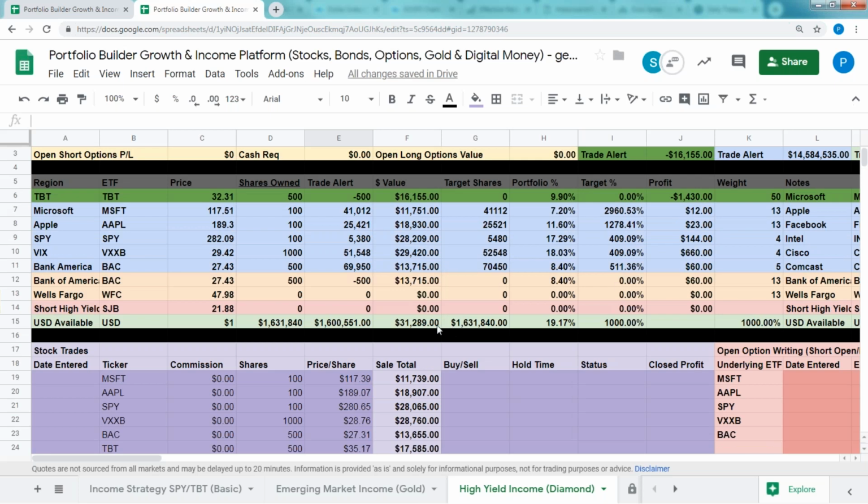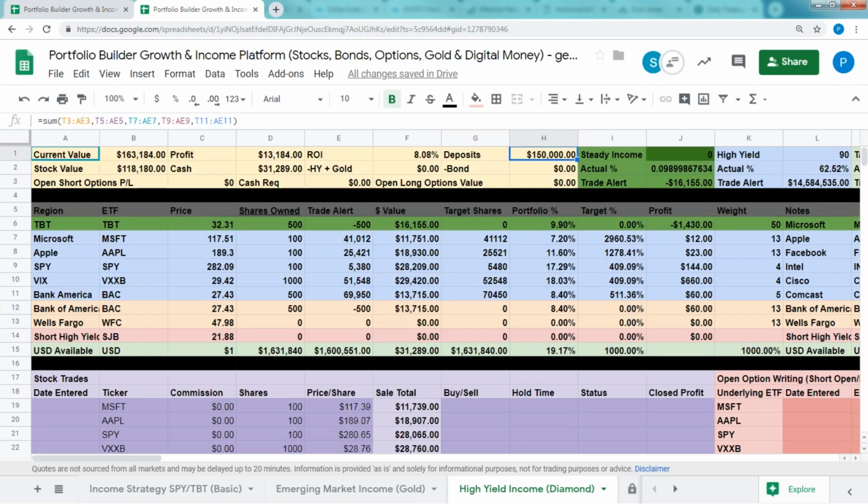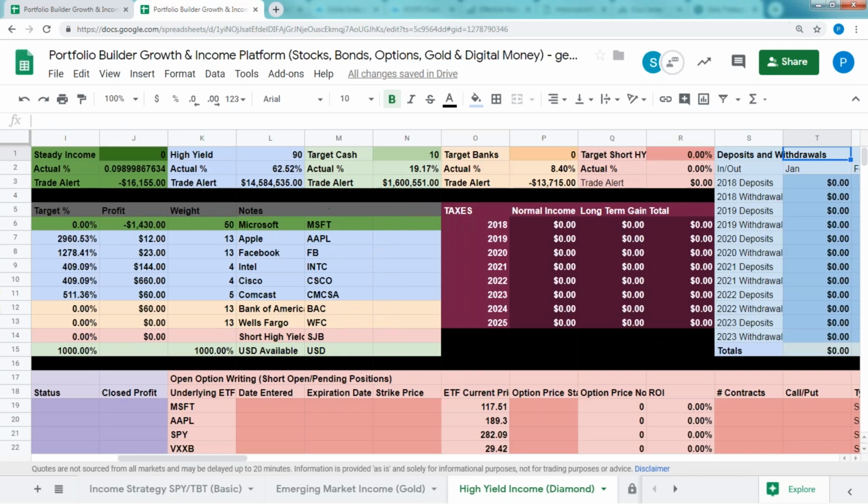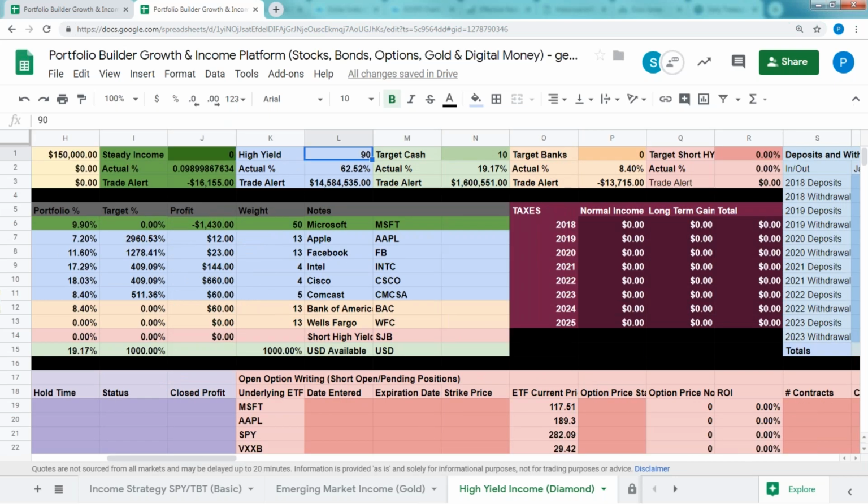Okay, so let's see what's going on with this. Let's see what's going on up here. Something got a little funky on this. Oh, okay. Yeah, these are supposed to be percentages.